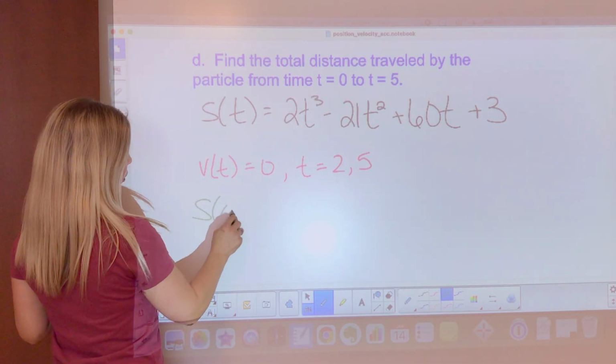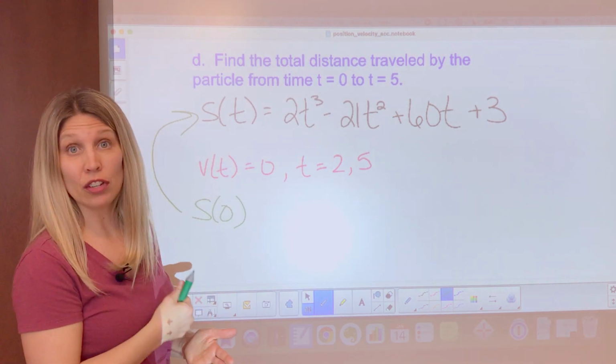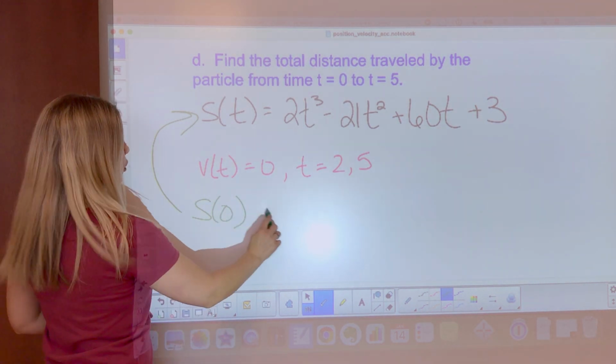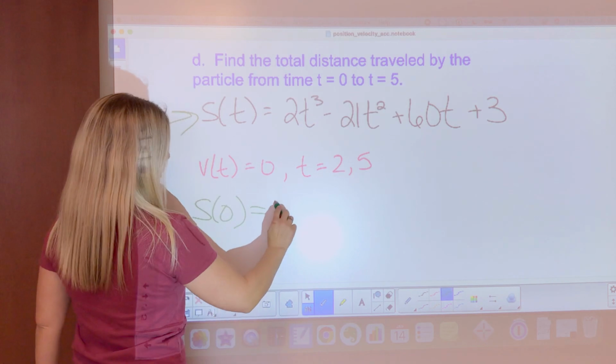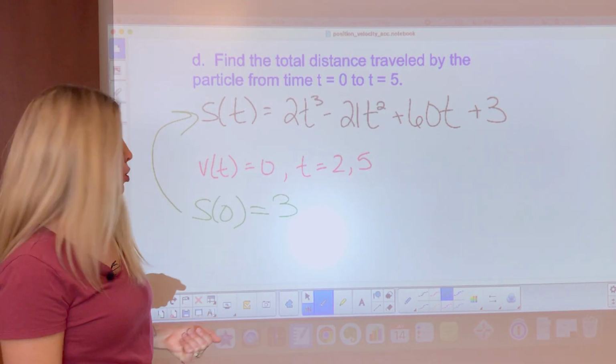So S of 0, we're going back to our position equation because that tells us where you were when you started. And if you stick 0 into these, guess what you're left with? 3. So when t is 0, your position was 3.